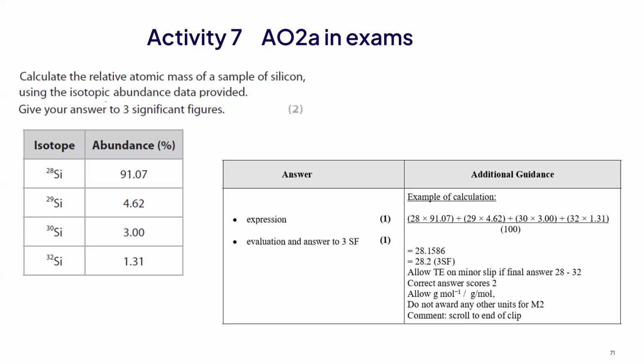Allow grams per mole, although atomic masses, technically speaking, do not have units. Only molar masses have units, but I think it would be very childish of us to penalise a unit of grams per mole. Okay, do not award any other units, of course.